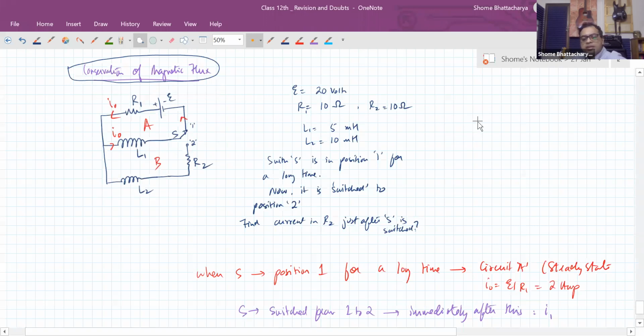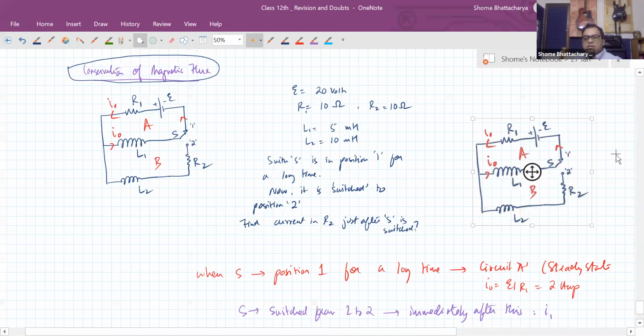So what happens immediately after switching it to this position? Now this current changes to some I1 in this loop. So this I1 will undergo a sudden change, because the EMF can undergo a sudden change.